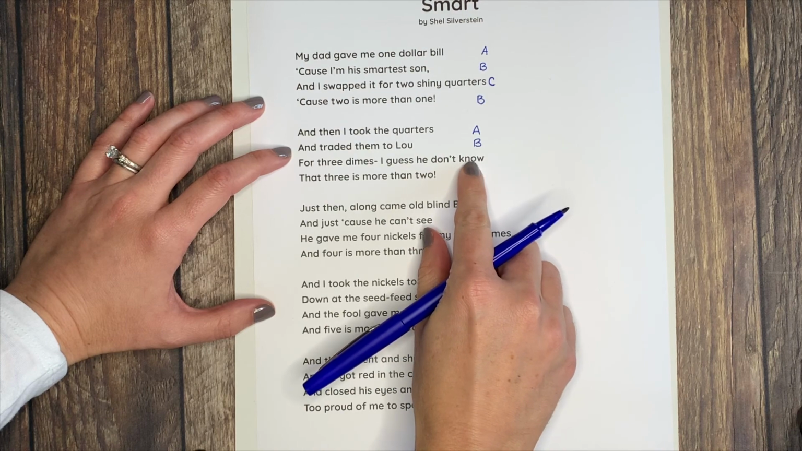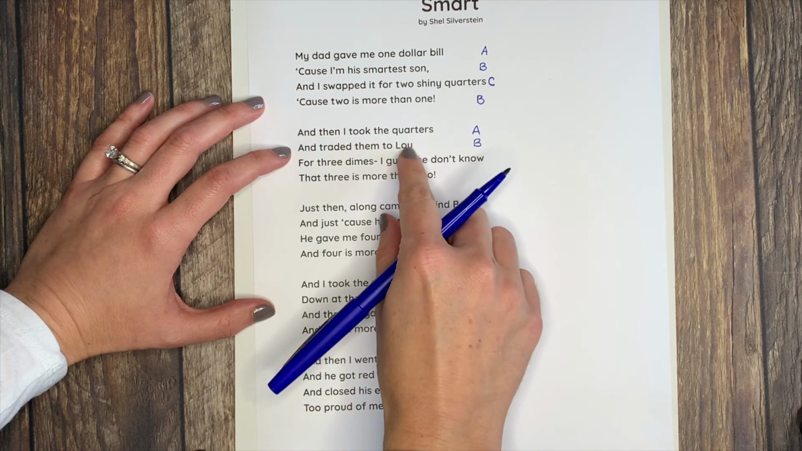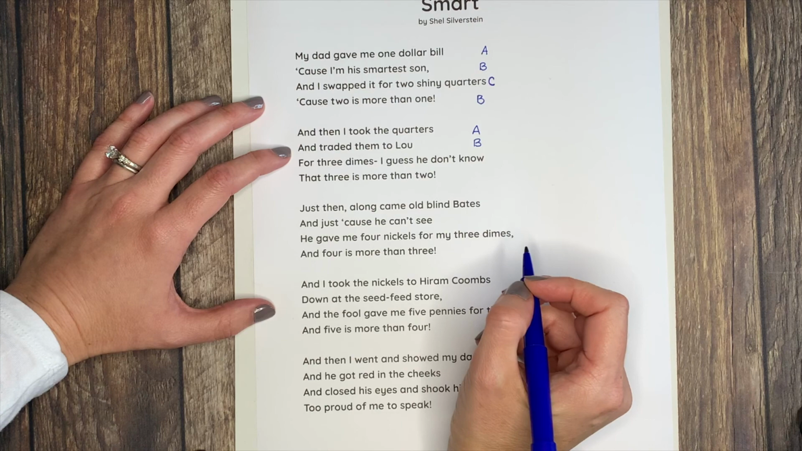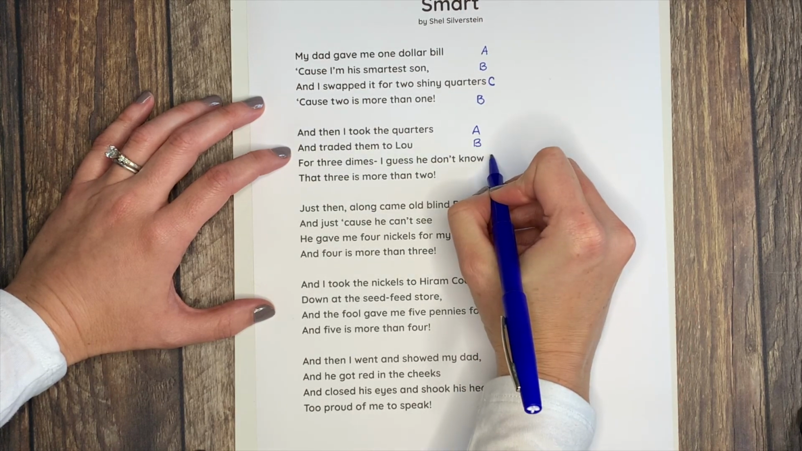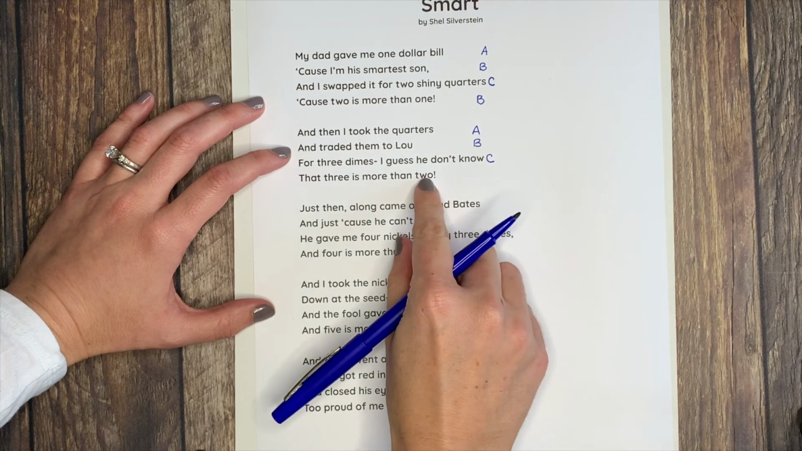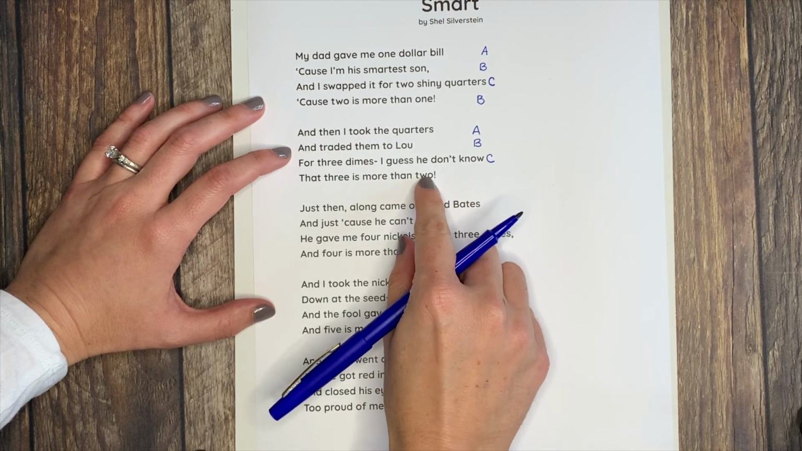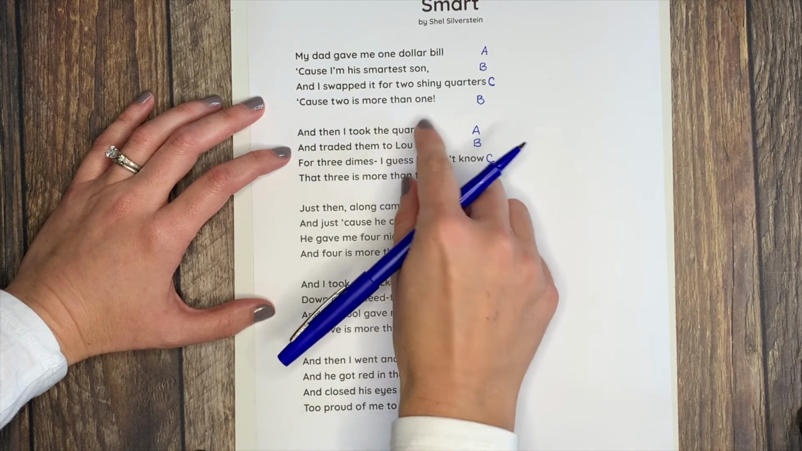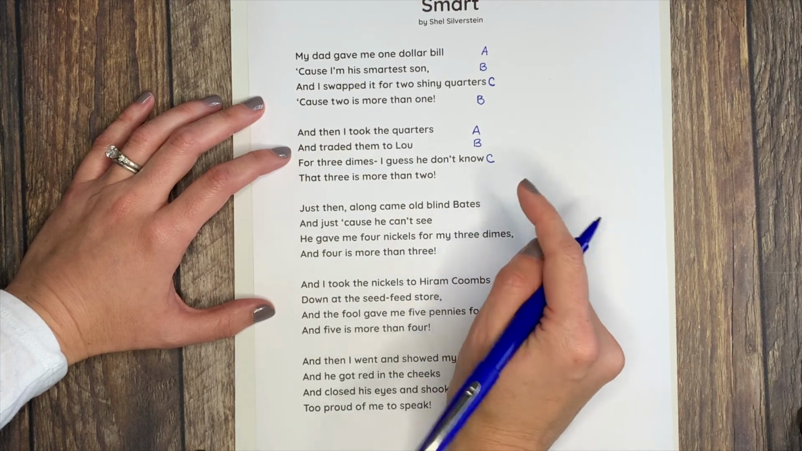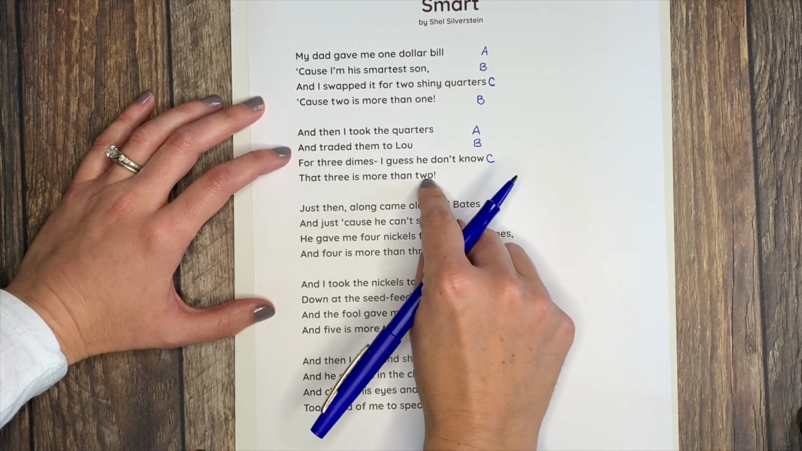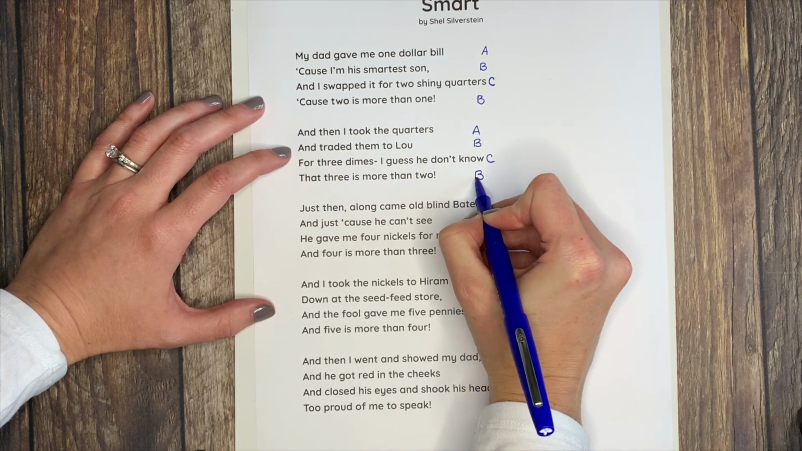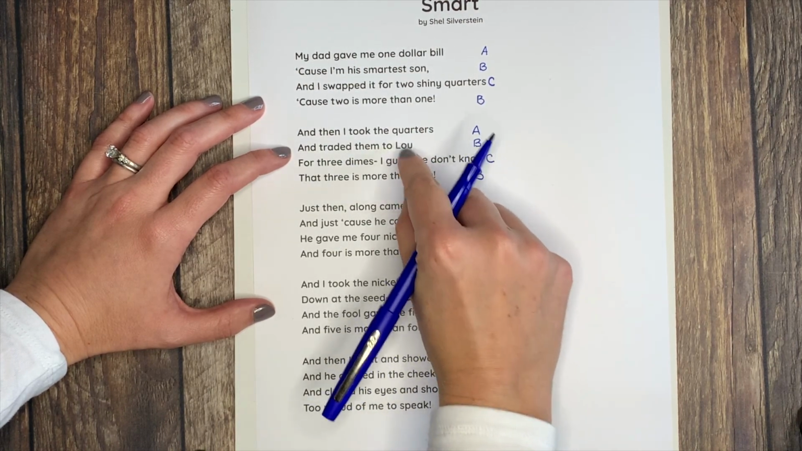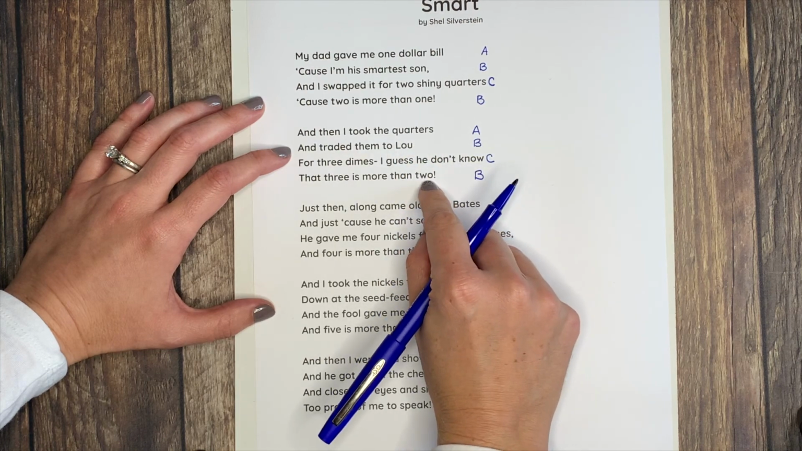How about no? No, Lou, quarters. Does it rhyme? Nope, I don't hear it. How about the next word? Two, no, Lou, quarters. Did you hear a rhyme? Yep, I did too. Two and Lou. Let's give that a B because it also rhymes with Lou and two.